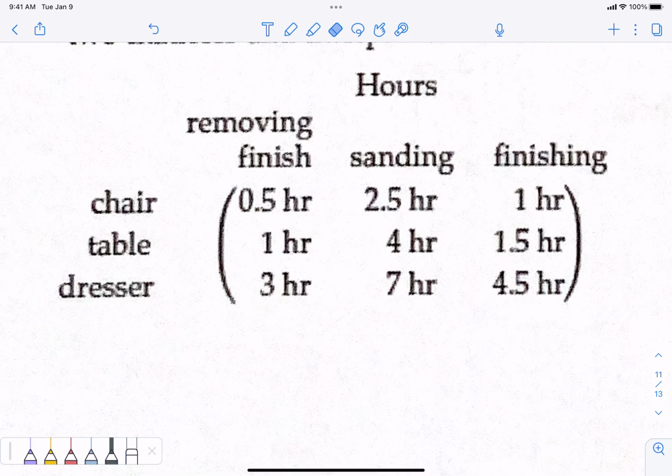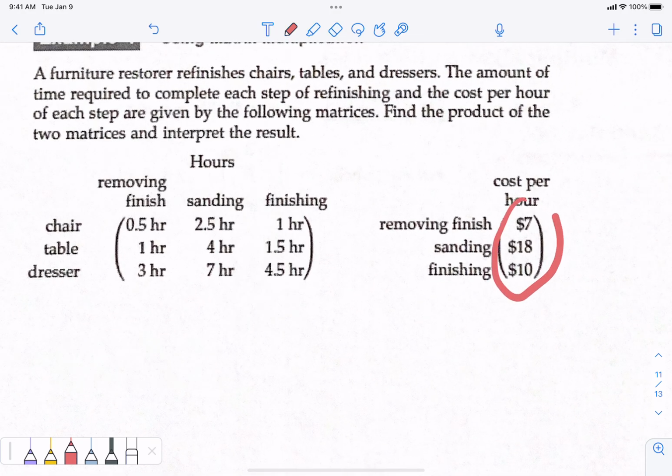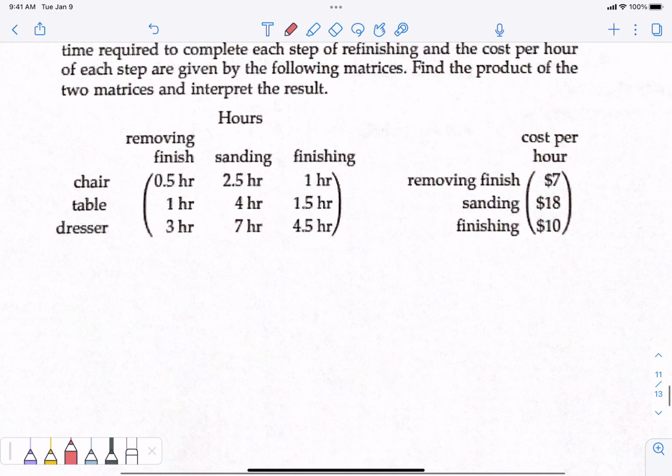Dresser, same thing, but different hours, right? But then I charge a different amount for each one of those jobs, right? $7 for removing finish, $8 for sanding, $10 for finishing. I want to know how much it's going to cost for the chair total, for the table total, for the dresser total, okay? So we make this a matrix, and I'm going to get rid of all the other junk.